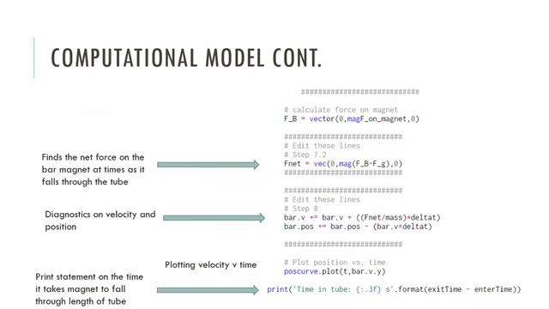Finally, the net force on the bar magnet at times as it falls through the tube was found, and diagnostics on its velocity and position were taken. At the end, the velocity versus time graph was plotted, and a print statement on the amount of time it takes the magnet to fall through the tube was created.